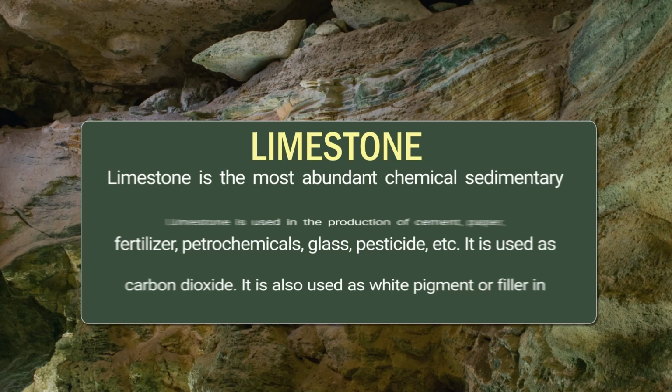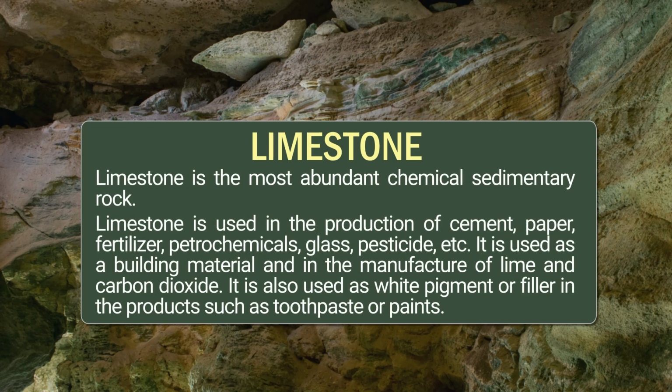So, limestone is the most abundant chemical sedimentary rock, and if we talk about the uses of limestone, they are used in the production of cement, paper, fertilizer, petrochemicals, glass, and in pesticides. It is also used as a building material and in the manufacture of lime and carbon dioxide, and it is also used as white pigment or filler in products such as toothpaste or paints.